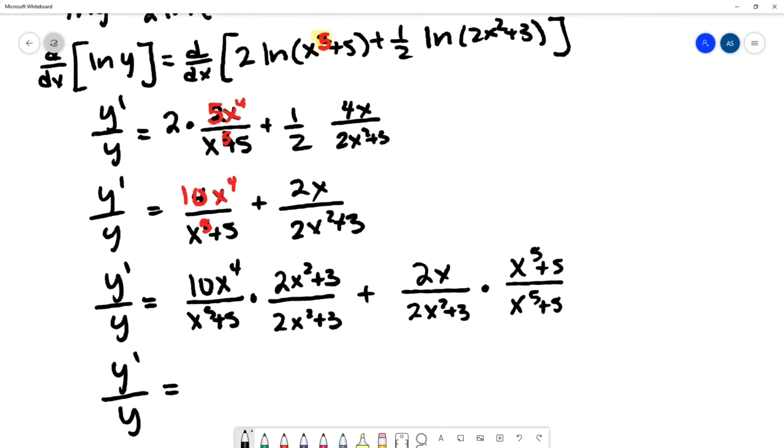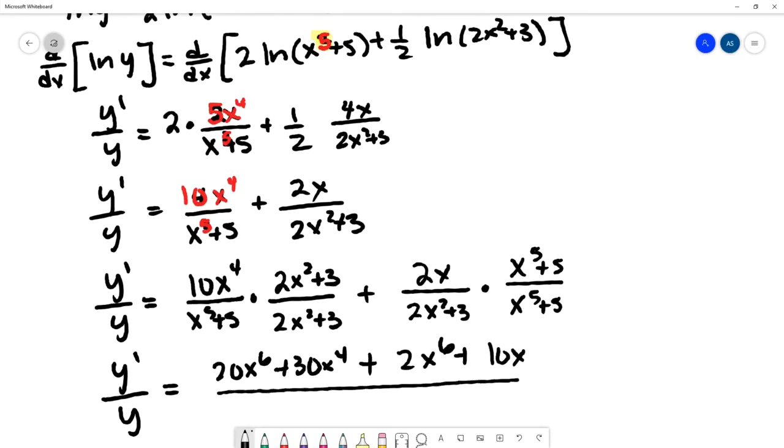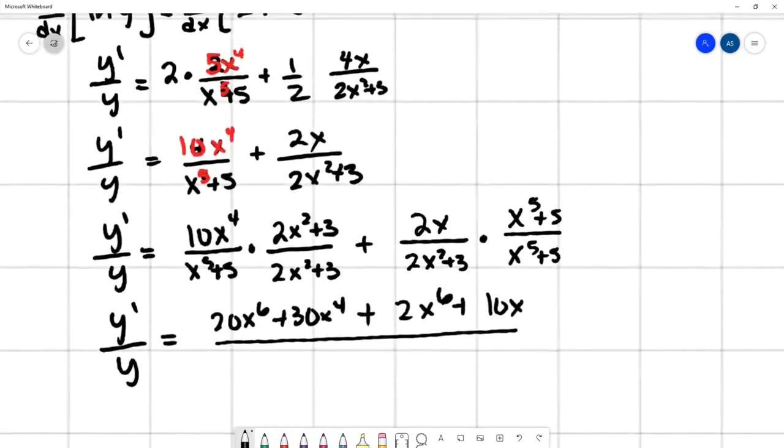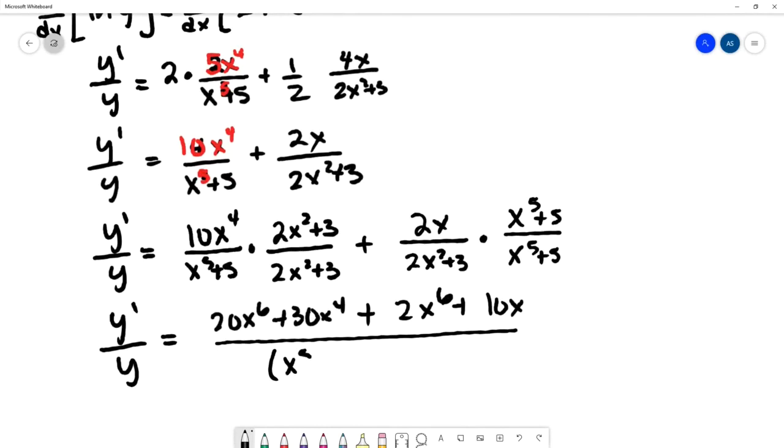I'll go ahead and distribute for the top, and I'll have 20x to the 6th plus 30x to the 4th plus 2x to the 6th plus 5, that would be a 10x. And all of this over the common denominator of x to the 5th plus 5 times 2x squared plus 3.